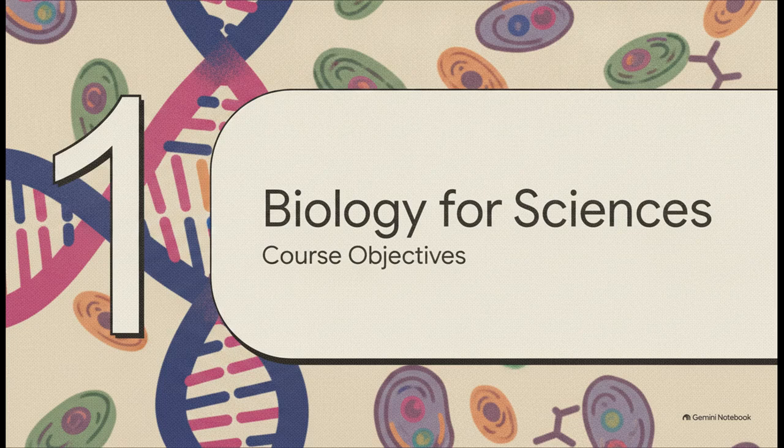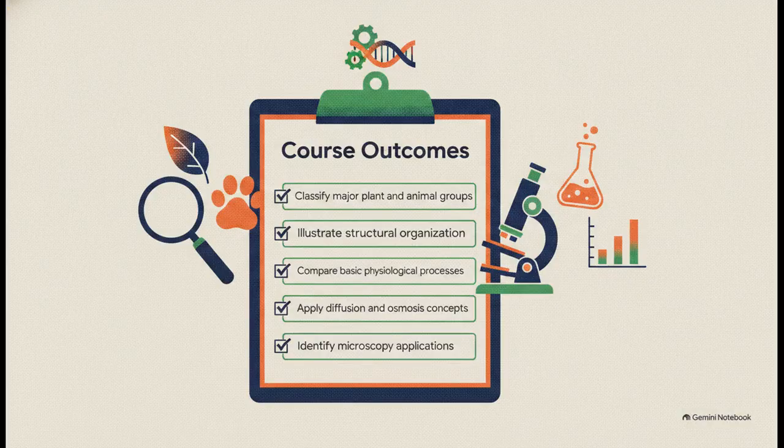Let's look at the actual course objectives. The syllabus outlines 5 specific course outcomes, or COs. Consider these your ultimate checklist for success. By the end of the semester, you need to be able to classify major plant and animal groups, illustrate their structural organization, and compare basic physiological processes.